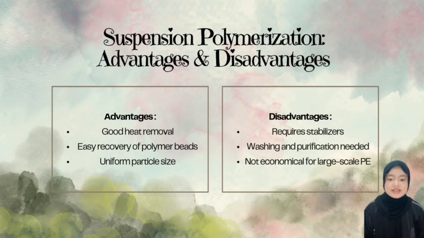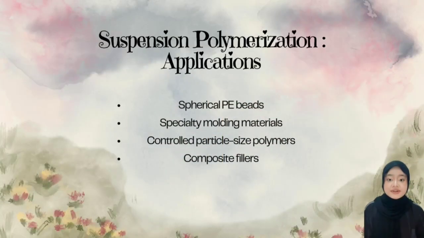Next, advantages. The advantages include good heat control and easy recovery of the polymer. However, this method requires stabilizing agents and often offers limited control over particle size. It is also not widely used for polyethylene. Suspension polymerization is used for granular polymer products and non-plastic parts, with limited application in polyethylene production.